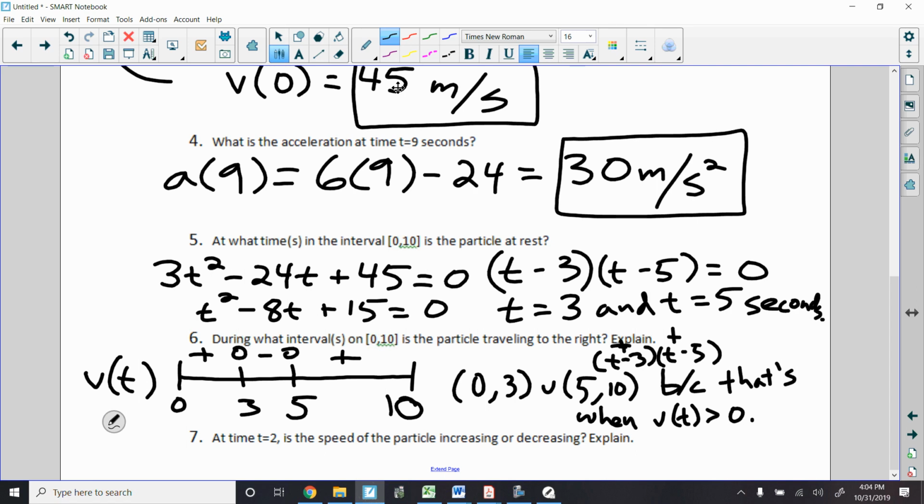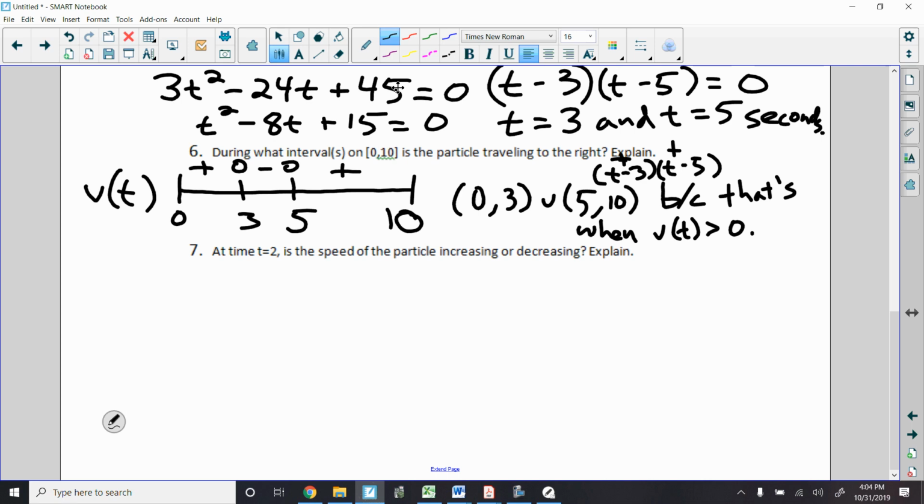Question 7 said at t equals 2, is the speed of the particle increasing or decreasing? To determine where speed is increasing or decreasing, another way of phrasing that is speeding up or slowing down, I need to consider the velocity at 2 and the acceleration at 2. I need to check the signs of both of those. If the signs are the same, then the speed is increasing. If the signs are different, then the speed is decreasing. And when I justify that or explain that, I need to be very specific.